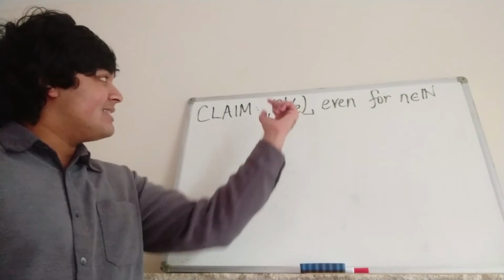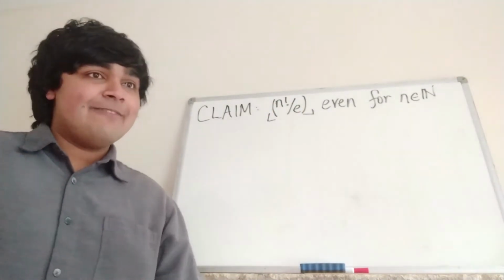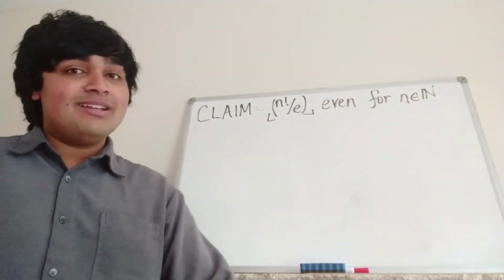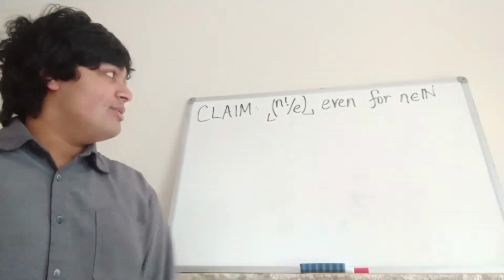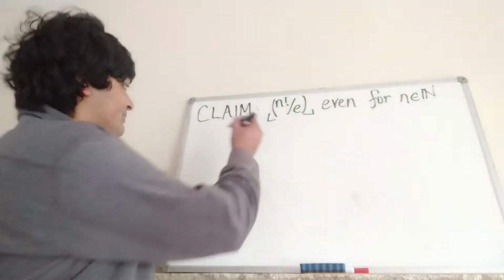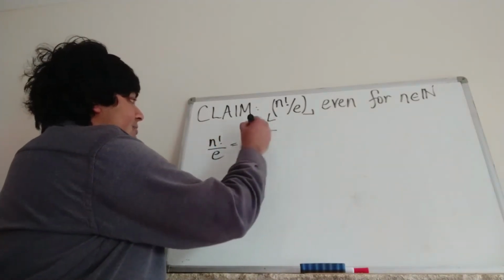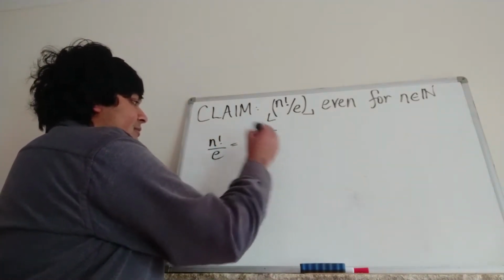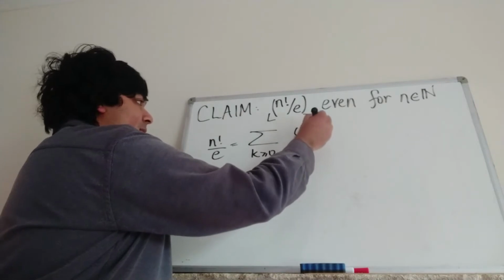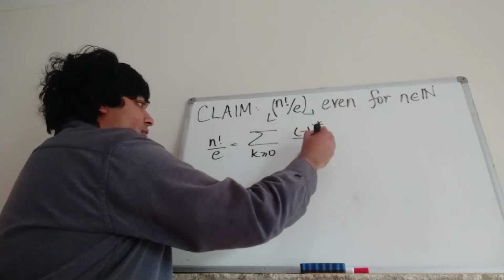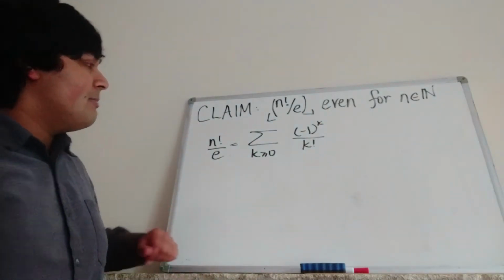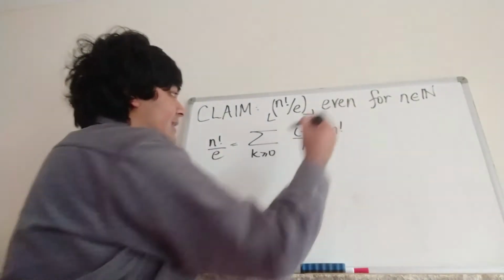So if we notice that n factorial over e is just n factorial times e to the power of minus 1, then we can use our power series definition. So n factorial over e is just the sum from k equals 0 to infinity of minus 1 to the power of k over k factorial, and then of course we've got to multiply through by this n factorial, so let's just put that there.